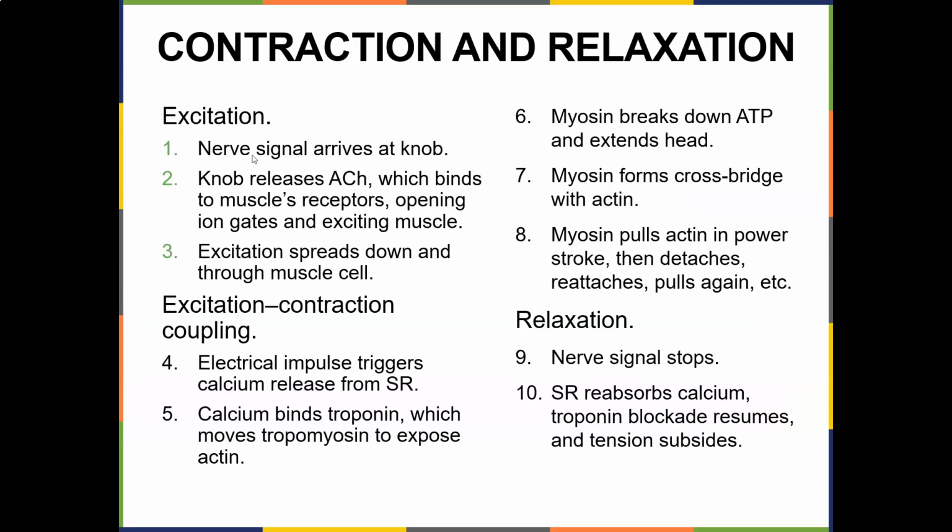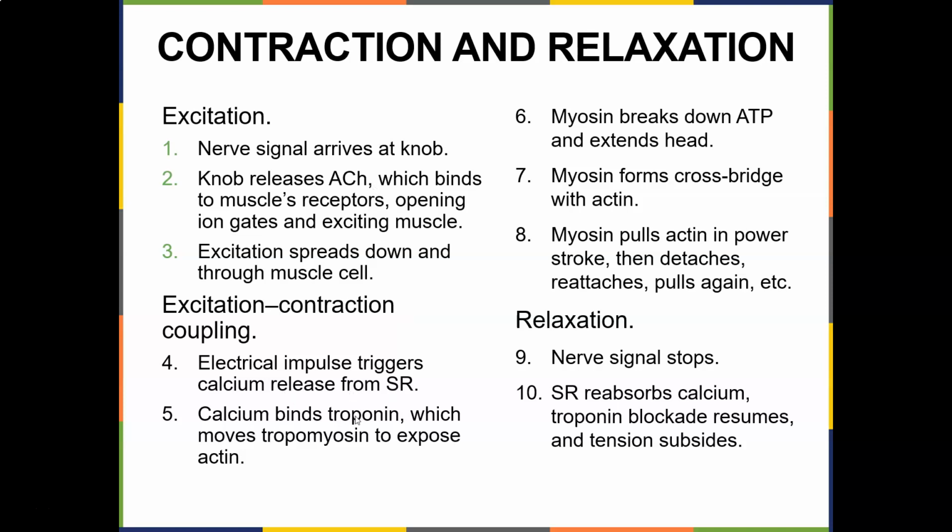Now, again, how do you contract and how do you relax? Excitation: a nerve signal arrives at the knob. The knob releases acetylcholine, which binds to the muscle's receptors, opening ion gates and exciting the muscle. Excitation spreads down and through the muscle cell. So you need acetylcholine first to excite. Then the electrical impulse triggers calcium release from the sarcoplasmic reticulum. So acetylcholine, then calcium release.